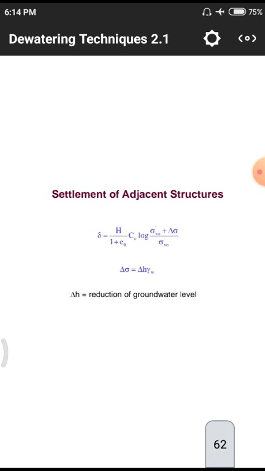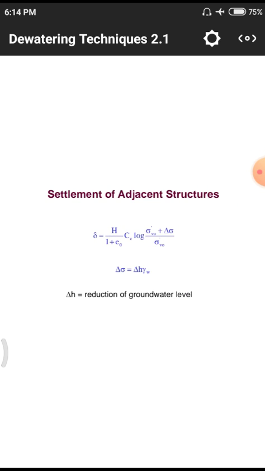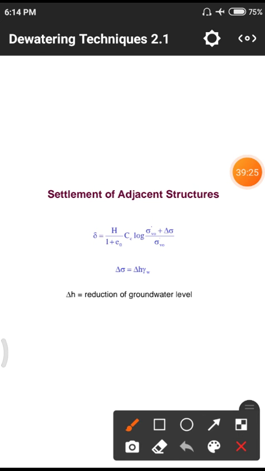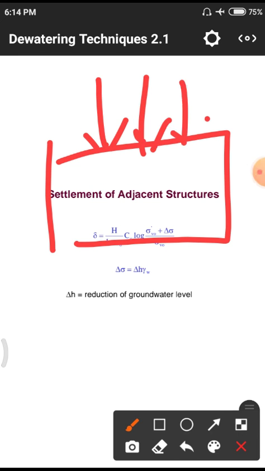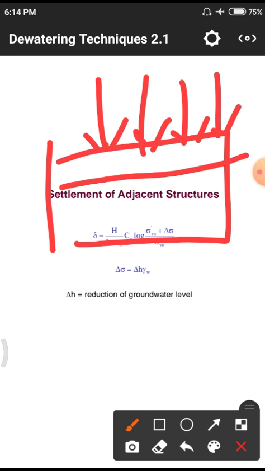What is the settlement of adjacent structures? It means if a huge number of structures are lying on a particular site, we will definitely have to go for these dewatering techniques. Why? Because a huge amount of load means the groundwater table will automatically be affected by these forces. Whenever we apply a force onto a particular material, there may be some amount of settlement.